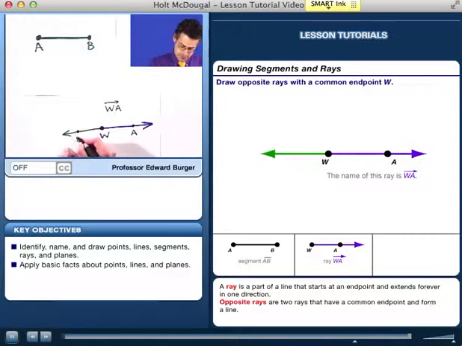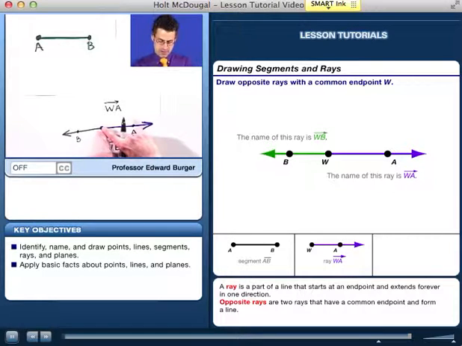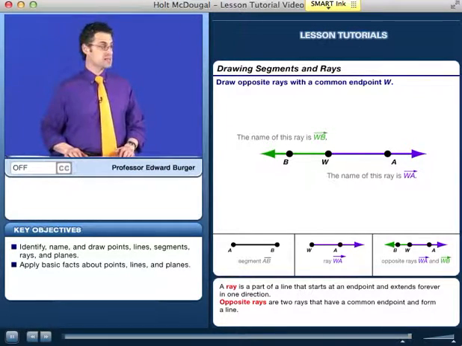If I called this point B, then I would write this as WB. And again, notice that there's no arrow at the W because it starts at the W and heads toward the B direction. So this is an example of opposite rays with a common endpoint. That endpoint is W.